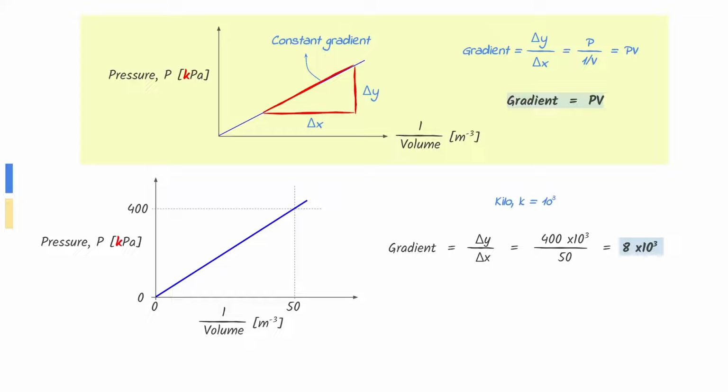You can use any point on the graph. Here we use the point with 400 kilopascals and 50 per meter cube. This gives us a gradient of 8 times 10 to the power 3. Always be sure to take note of the units of the graph.